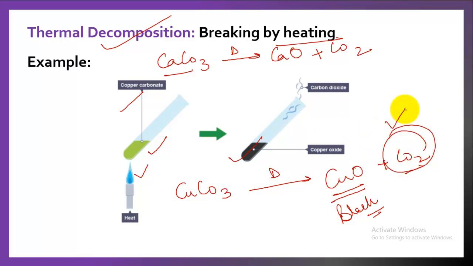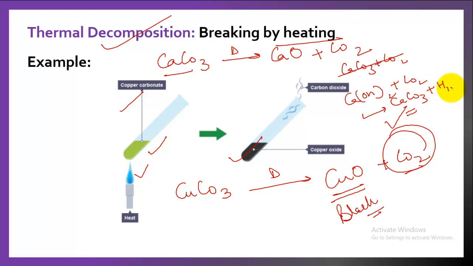Now if you want to identify the gas which is liberated, you can carry out a test. For carbon dioxide, we know that we pass it through lime water, right? Lime water is Ca(OH)2. We pass the gas through lime water and as a result milkiness appears, that is CaCO3, and along with that we get water. So this is the test which proves that the gas liberated is carbon dioxide, and this is an activity, or the process, of thermal decomposition.